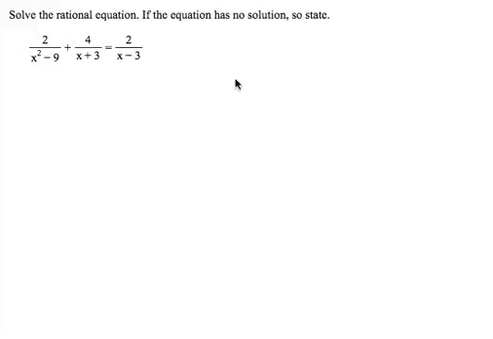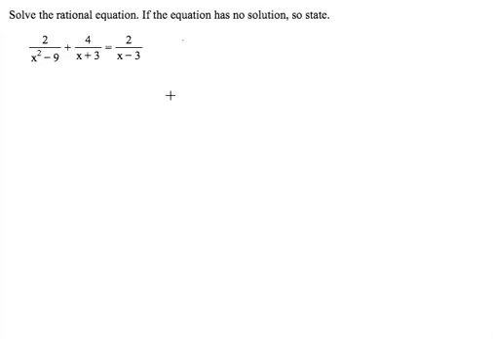In this rational equation, we want to solve it for x. So if you look at it, we have three denominators, and they all appear different: x squared minus 9, x plus 3, and x minus 2. But what you should recognize is that x squared minus 9 is a difference of squares that actually factors into x plus 3 and x minus 3.